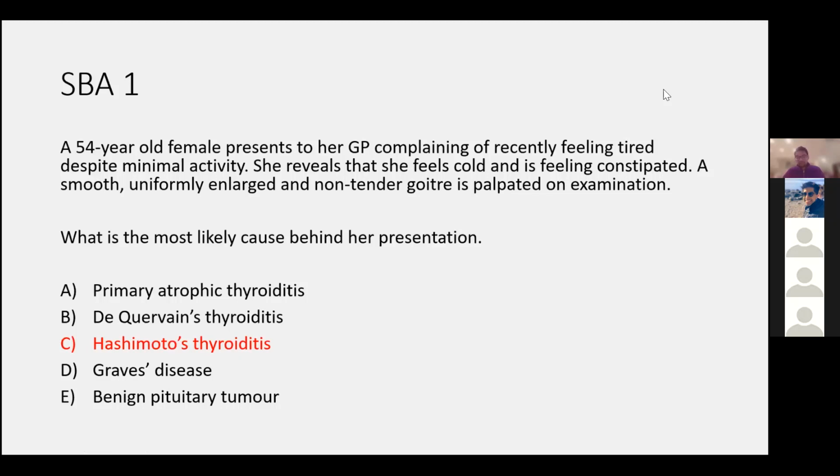De Quervain's thyroiditis has an acute phase where you're hyperthyroid, and then an underactive phase where you're hypothyroid. But given that this patient hasn't complained of recent illness and the goiter is non-tender, that makes De Quervain's thyroiditis less likely as well. And lastly, that leaves us with atrophic and Hashimoto's. As in the name, atrophic thyroiditis means the thyroid gland is atrophied due to inflammation, so you wouldn't have a goiter. So that leaves us with Hashimoto's thyroiditis being the most likely cause for this patient's hypothyroidism.